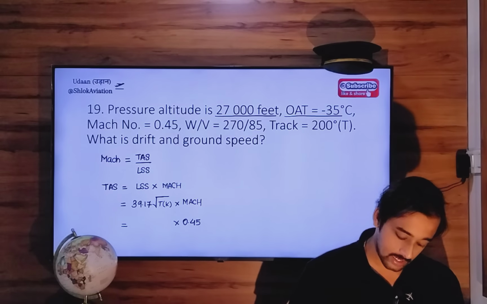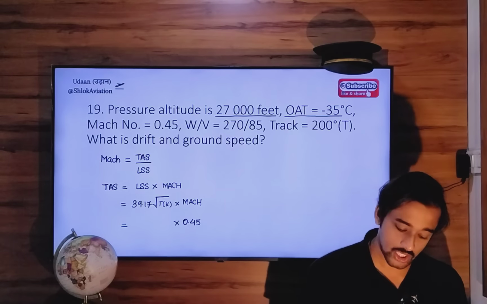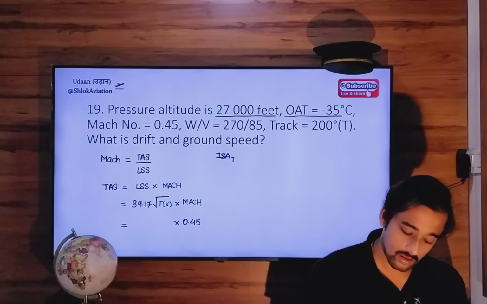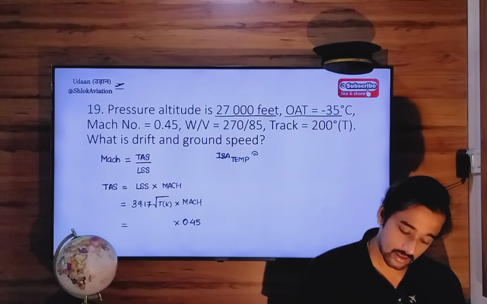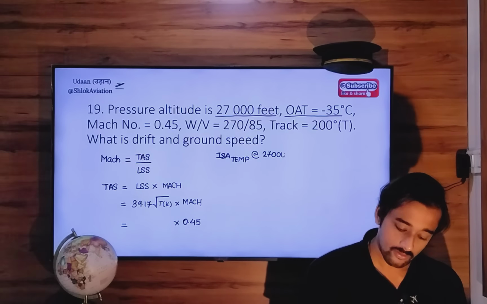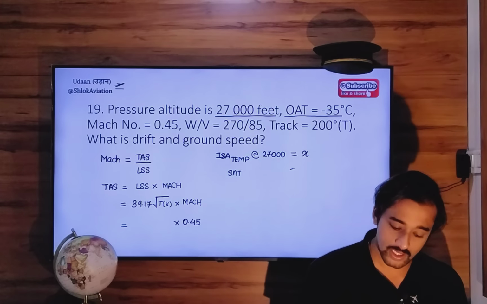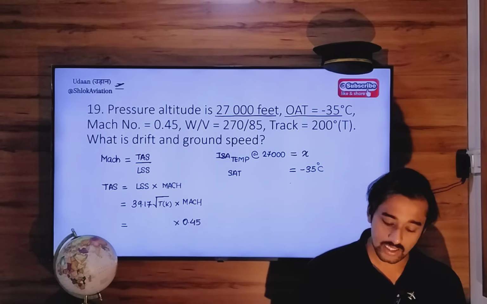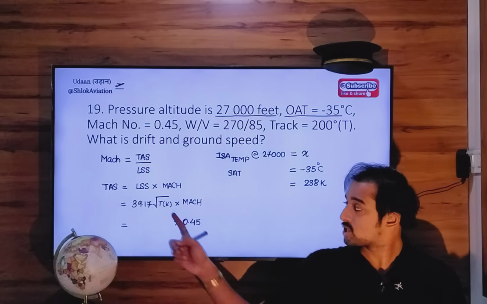Now temperature at 27,000 feet. It's given in the question, static air temperature or outside air temperature minus 35 degrees Celsius. Convert this into Kelvin. Minus 35 plus 273, which is 238 Kelvin. Substitute it here.